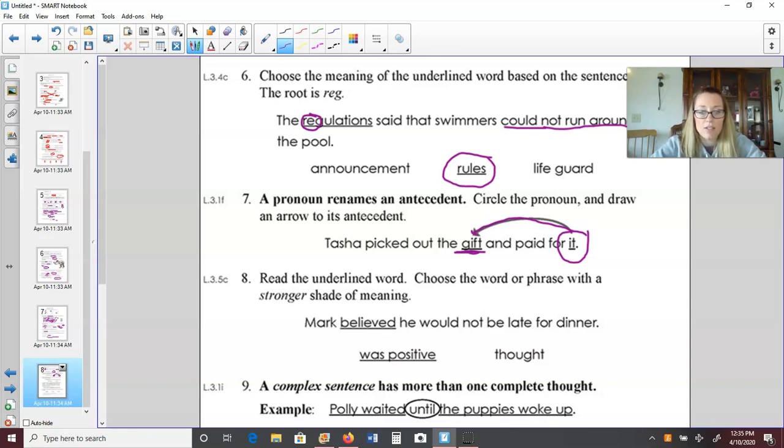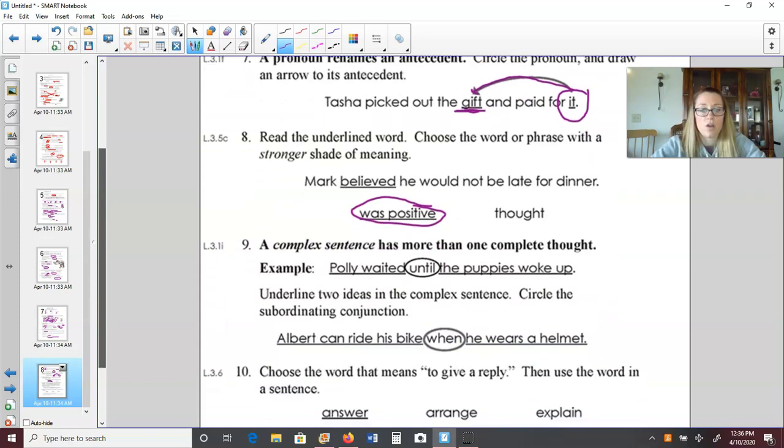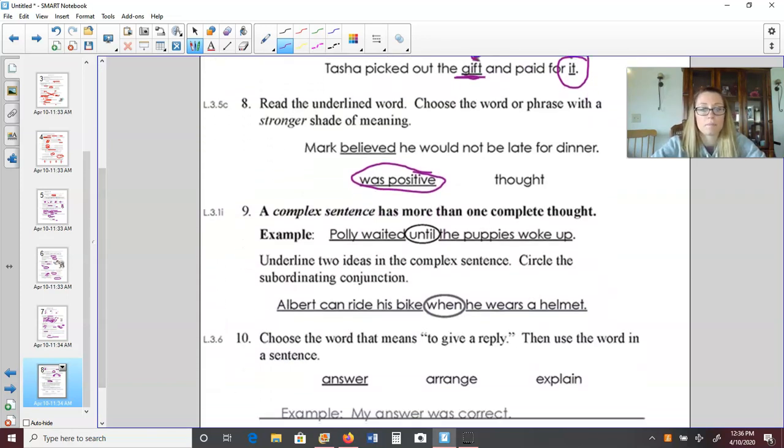All right, number eight, read the underlined word and choose a word or phrase with a stronger shade of meaning. Mark believed he would not be late for dinner. So believed, he was positive or he thought. When you think something, that's, you know, okay. But if you are positive, that means you are absolutely sure. So that would be a stronger shade of meaning for that word.